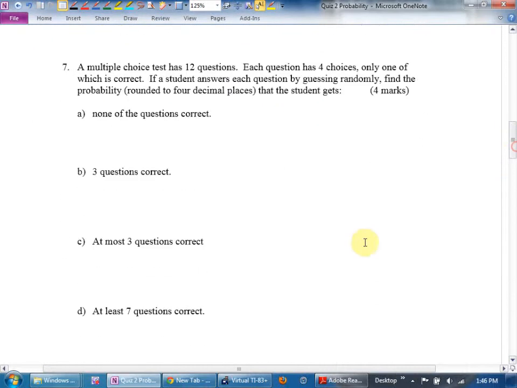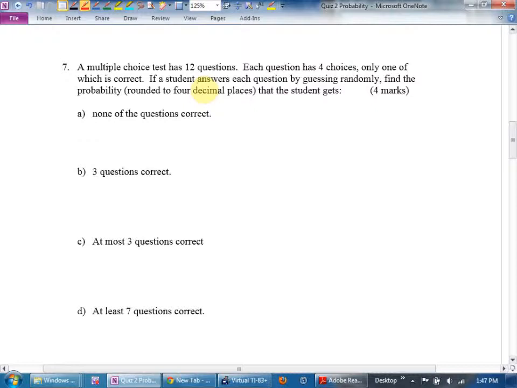Now, multiple choice test. Jen, this is a classic binomial PDF or CDF question because the odds here never change. On each question, it's going to be one out of four, one out of four. So it's not like cards, a tree. We're going to use our binomial function. So, how many questions? 12. That's also how you know this is not a tree because there's no way I want you to do a 12-level tree, Matt.